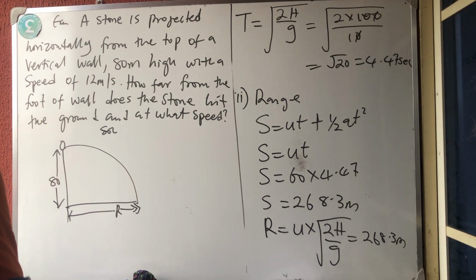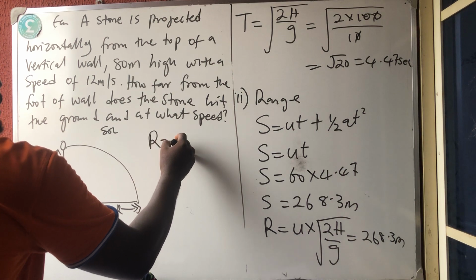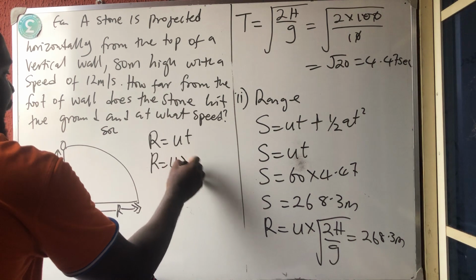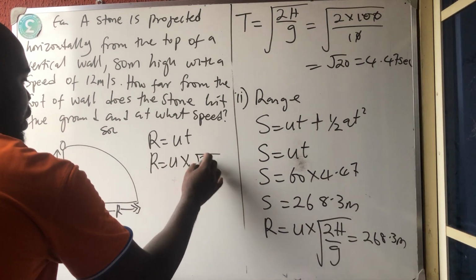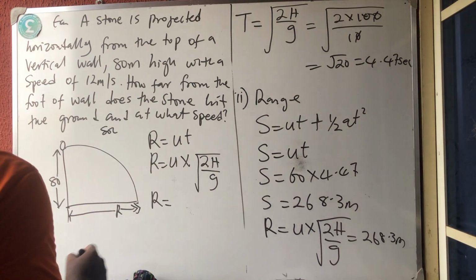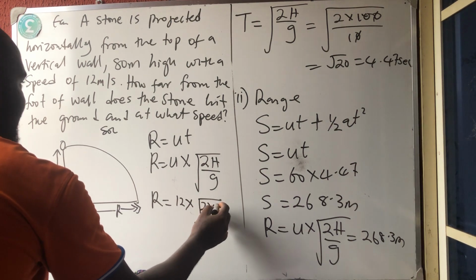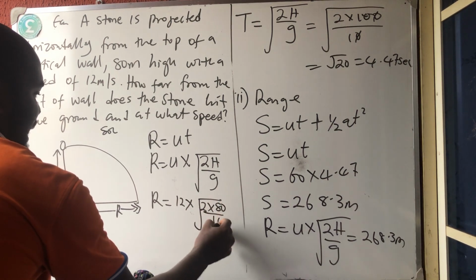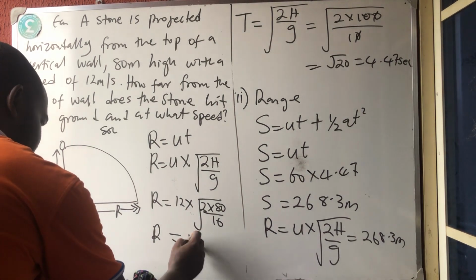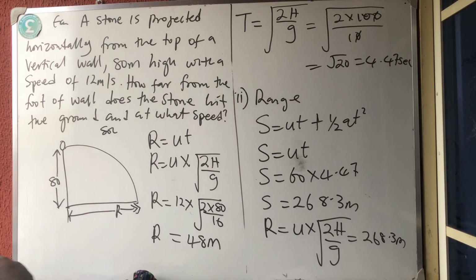So what do we have now? Don't forget that our range is equal to ut, and our range is equal to u times t, where t is the square root of 2h over g. So R is equal to 12 times the square root of 2 times 80 divided by 10. If you do everything, you get that your range is 48 meters. So that is if you know the formula.